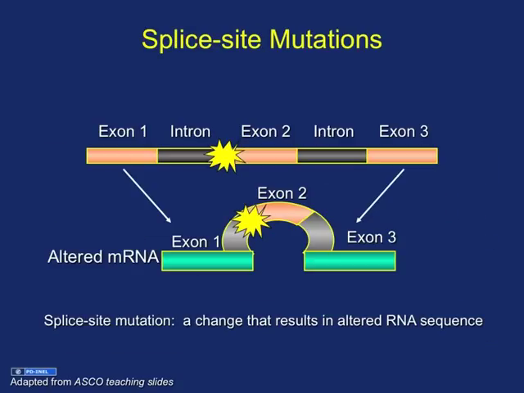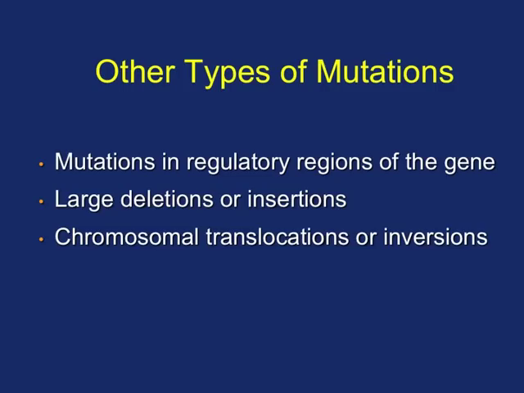Okay. Splice site mutations, we talked about plenty of examples already. These will alter the RNA sequence by affecting splicing, just like the examples we showed in hemoglobin.